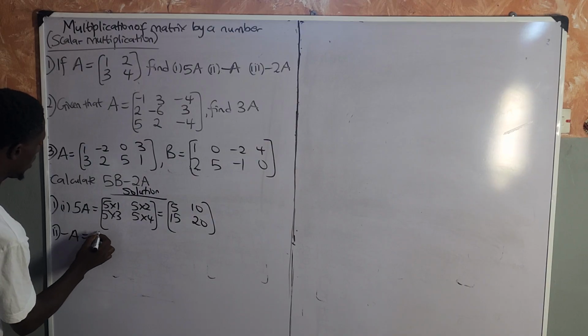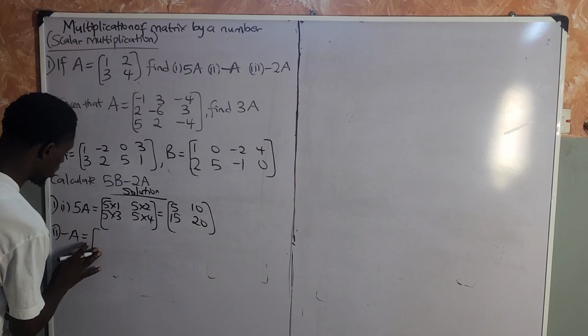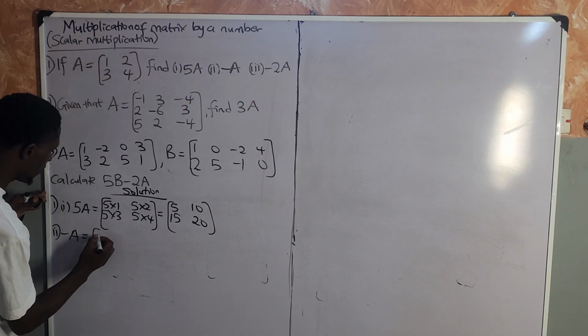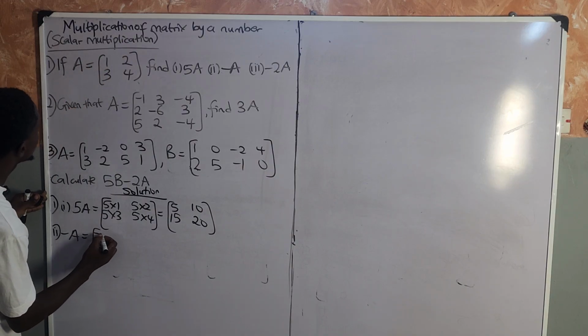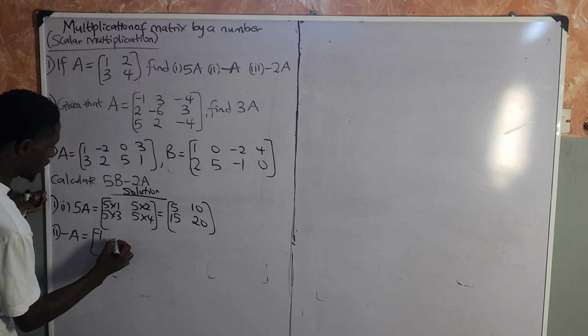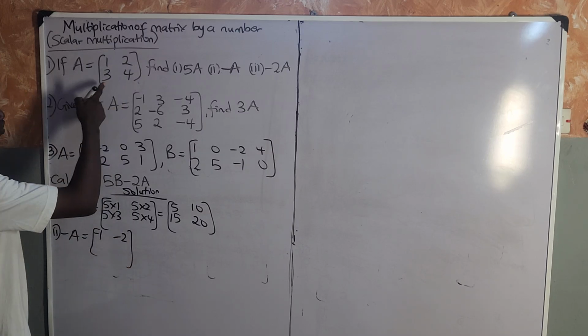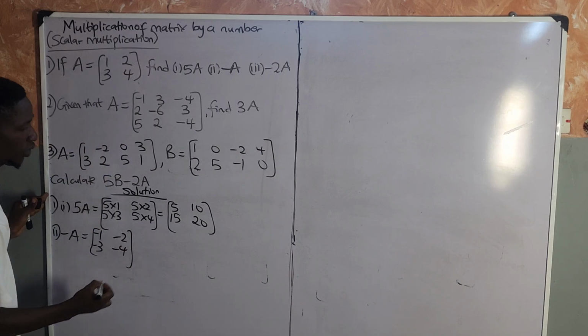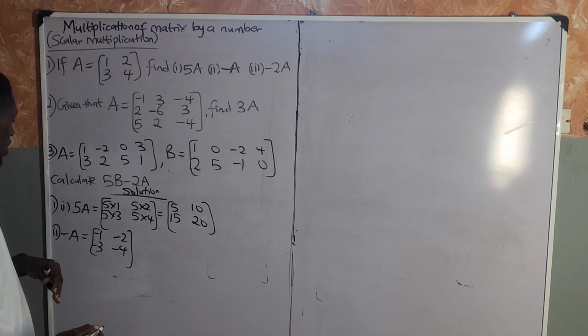minus A. We are using minus 1. This is an invisible minus 1 to multiply each of these. So it's like minus 1 times 1 is minus 1. Minus 1 times 2 is minus 2. Minus 1 times 3 is minus 3. Minus 1 times 4 is minus 4. And that should be the answer.